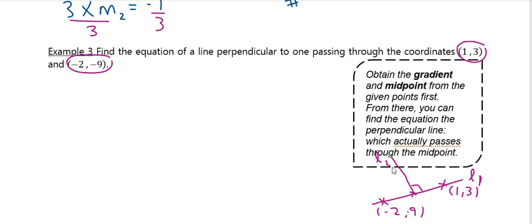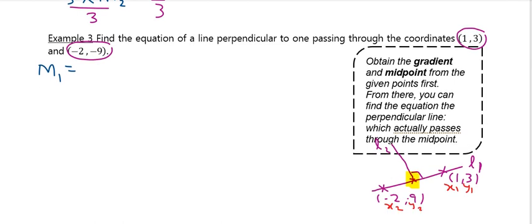What is the point that it passes through? From there, you can find the equation of the perpendicular line, which actually passes through the midpoint. So over here, this point that I will highlight is the one in the middle. So this is the midpoint. The first thing that I have to do is to find the gradient, m1. According to this diagram, x1, y1 is over here, and x2, y2 is over here on the bottom one.